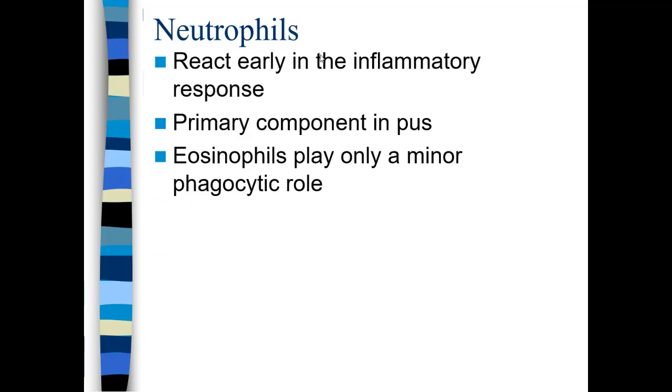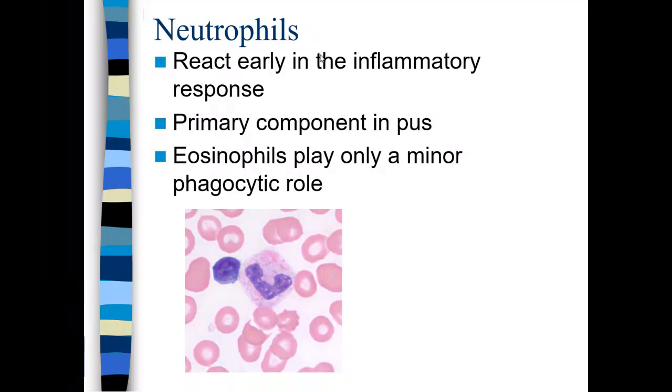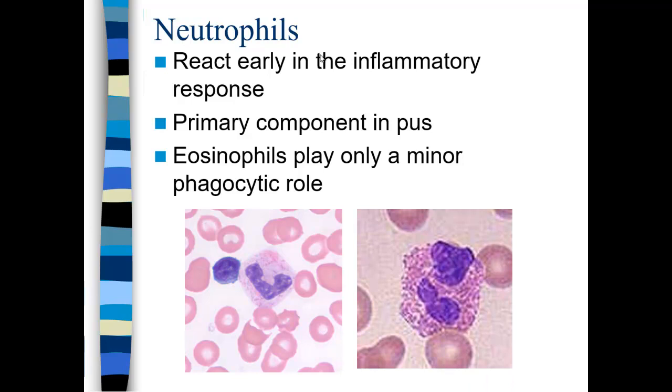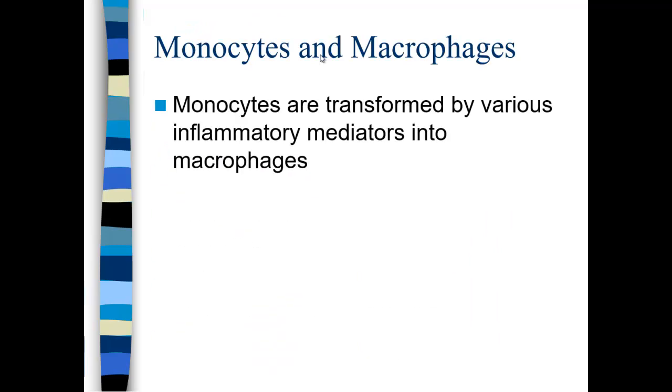And you do get eosinophils. These are more involved in eukaryotic infections and not necessarily prokaryotic infections. They play only a minor role. Okay, here's a neutrophil. And this is a close-up of an eosinophil. Okay, monocytes are transformed into macrophages as they leave the blood vessels and go into the tissues. This is done by signaling molecules called inflammatory mediators.